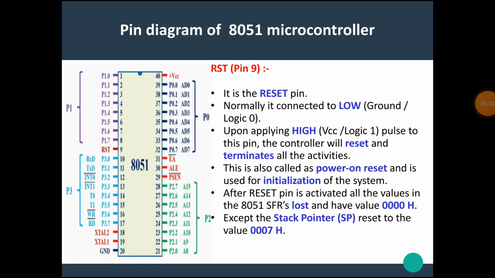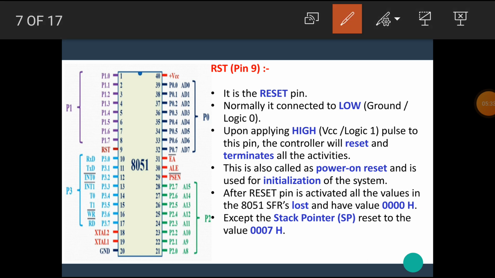Our next pin is the reset or RST pin. The pin number 9 is called the reset pin. Normally it is connected to low, ground or logic 0. Upon applying a high VCC or logic 1 pulse to this pin, the controller will reset and terminate all the activities. I hope you all know what is meant by logic 1 and logic 0, or logic high or logic low. It is very simple.